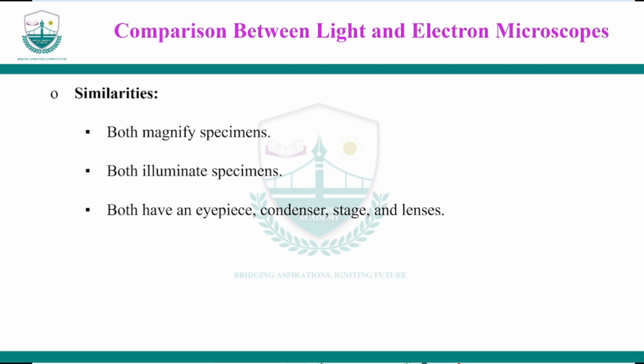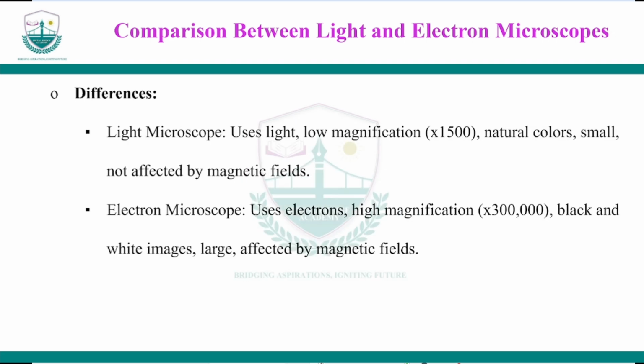Now for the key differences. Light microscopes use light, produce color images, and are ideal for observing living specimens in real time. They're portable and relatively affordable. Electron microscopes, on the other hand, use electrons, provide black and white, highly detailed images, and require vacuum conditions, meaning the specimen is dead. They are also more sensitive to magnetic fields.